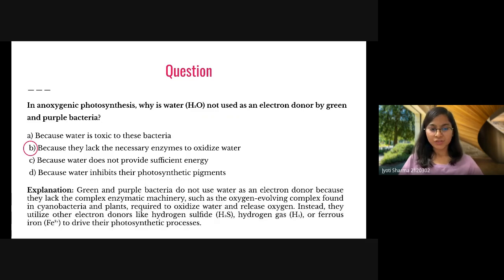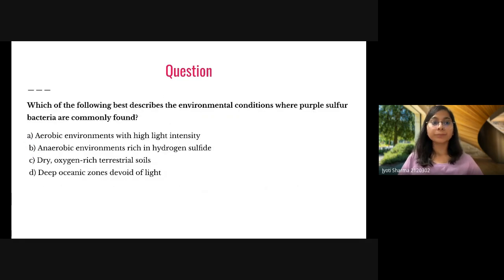Just see here the explanation. Green and purple bacteria do not use water as an electron donor because they lack the complex enzymatic machinery, such as the oxygen evolving complex found in cyanobacteria and plants, required to oxidize water and release oxygen. Instead, they utilize electron donors like hydrogen sulfide, hydrogen gas, and ferrous iron to drive their photosynthetic processes. So I think this is clear now, and let me move to the next question.